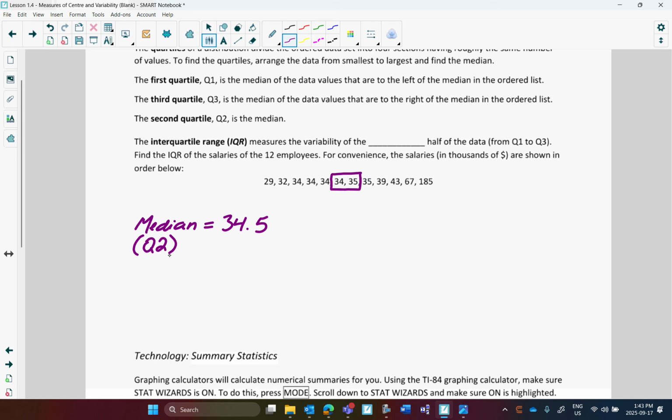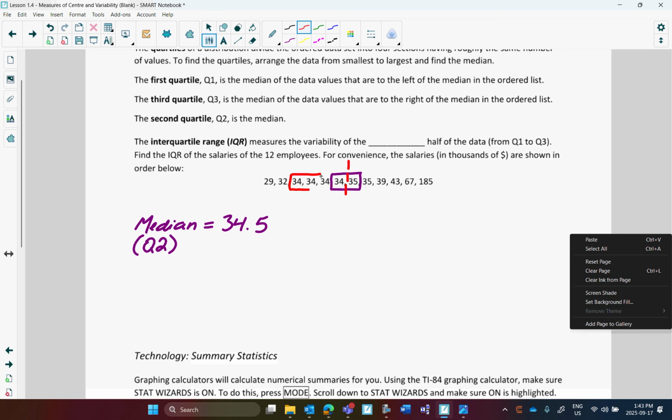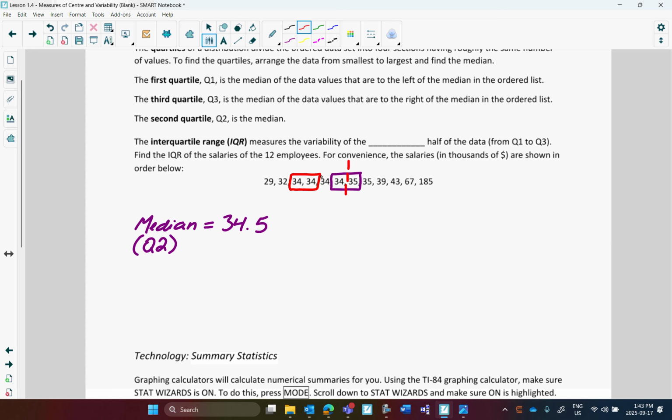To find the quartiles, technically neither one of these halves contains the median. The median's here. So I have to find the median of these 6 numbers, and that's going to be Q1. With 6 numbers, there's going to be 2 numbers in the middle again. So Q1 is going to be the average of 34 and 34, which is obviously 34.